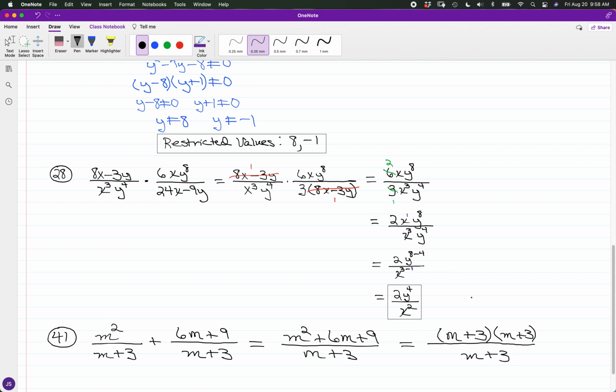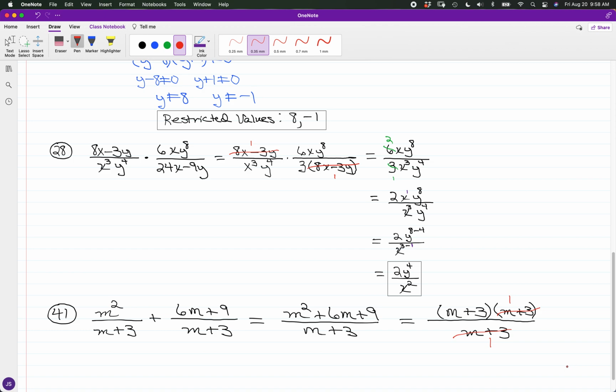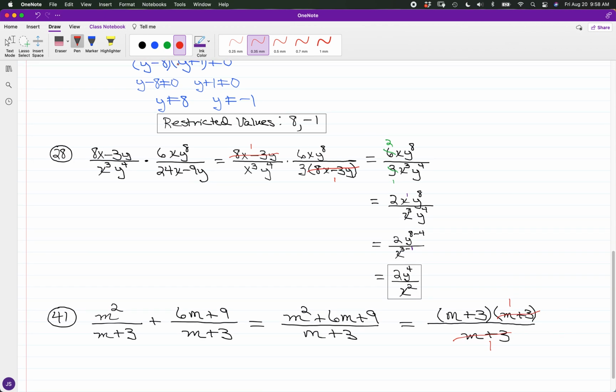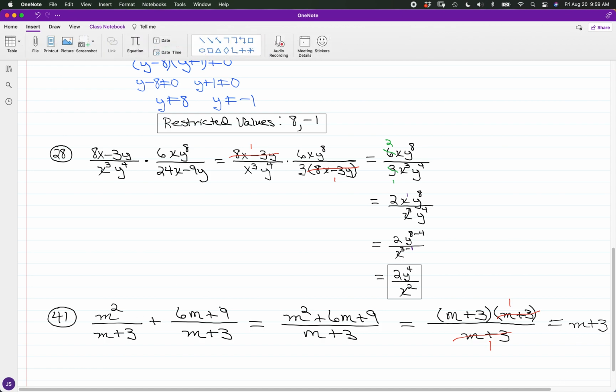And so we have shared m plus 3 expressions between the numerator and denominator. So I can get the denominator out by canceling out one of the m plus 3's in the numerator. And so upon reduction, this comes out to the direct expression m plus 3. So the sum of these fractions comes out to a direct expression.